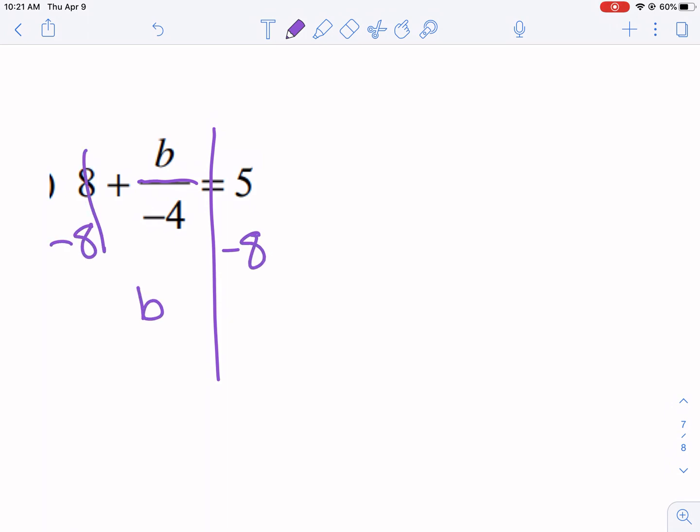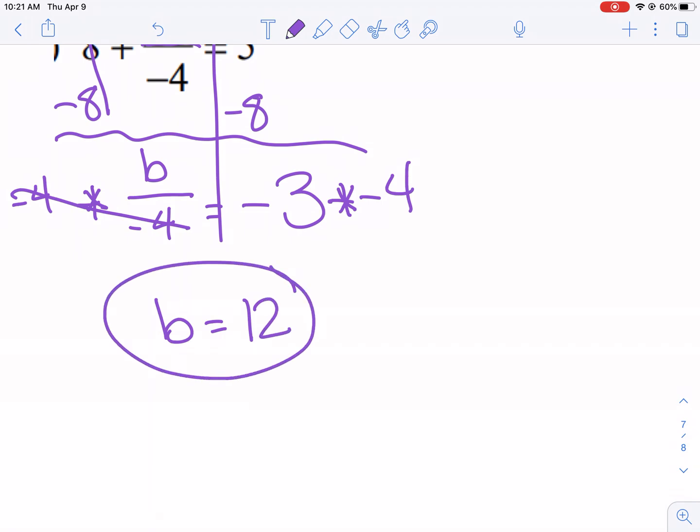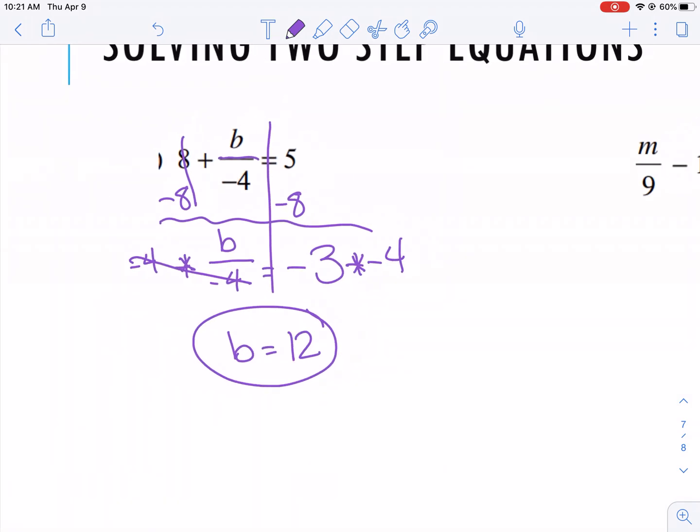So we have b divided by negative 4 equals negative 3, because 5 minus 8 is negative 3. So the opposite of divide is to multiply. So we're going to multiply both sides by negative 4. So b equals positive 12, because a negative times a negative is a positive.